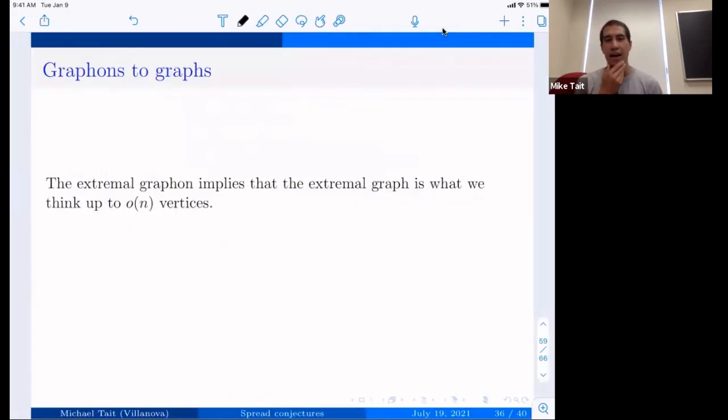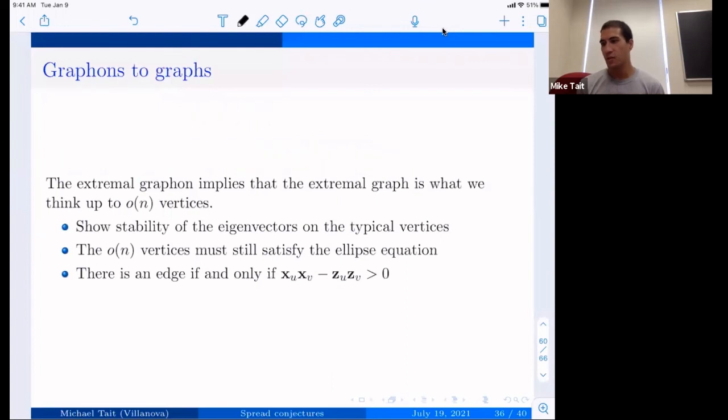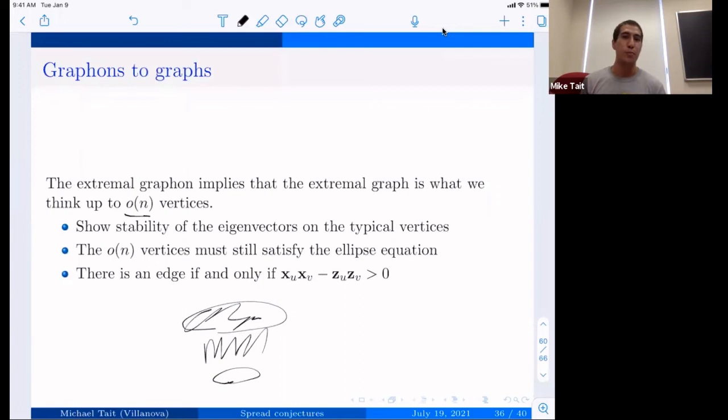Let me just say a little bit about how to go back to graphs. When you prove something using graphons, you can't detect sublinear size things happening. And so you have to make sure that you don't have these exceptional vertices that are actually messing you up. But it's pretty easy because the extremal graph is so structured, you know that your graph looks like this up to a small number of exceptional vertices. Because your graph is so structured, your eigenvectors are also highly stable. Okay, so you can use something like the Davis-Kahan theorem or other ways, like you understand how your vectors behave here. And all of the vertices have to satisfy the ellipse equation.